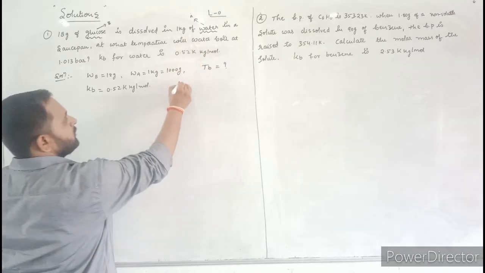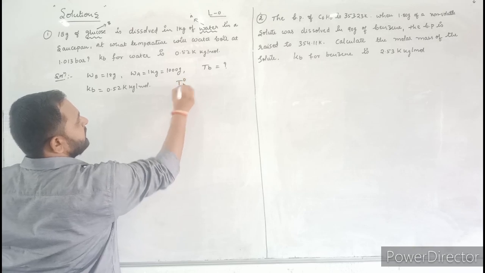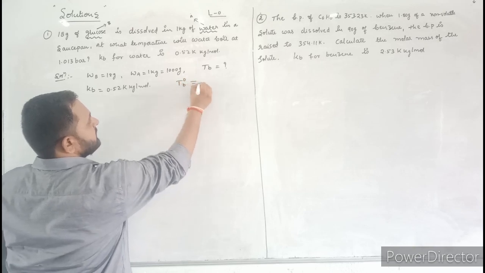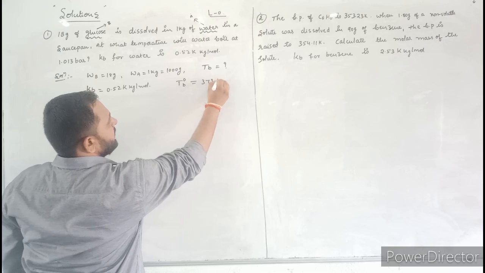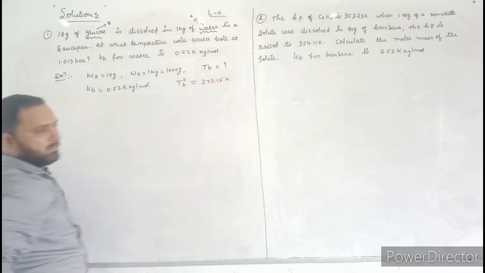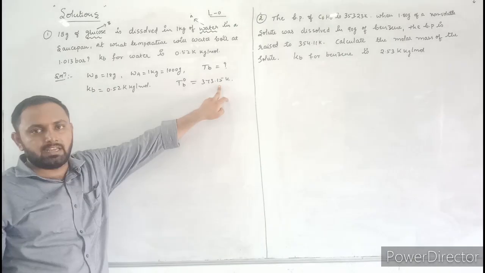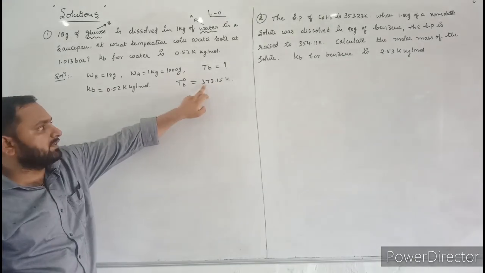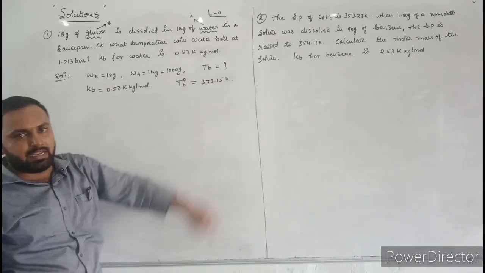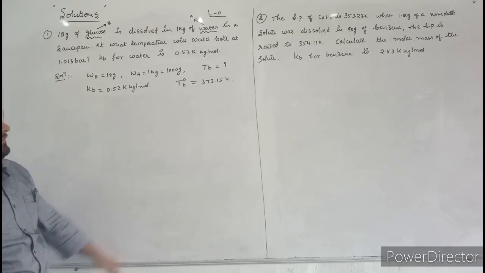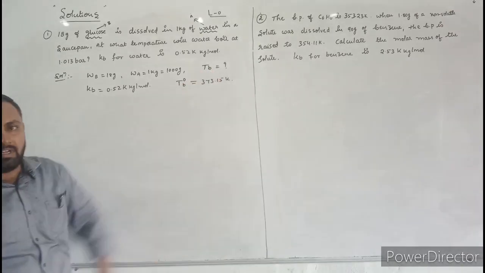The boiling point of pure water is represented by TB naught, which is equal to 373.15 Kelvin, because the boiling point of water is 100 degrees Celsius. If you convert to Kelvin, then it becomes 373.15 Kelvin. Now let us calculate the TB value.